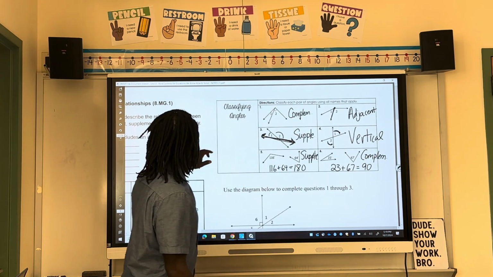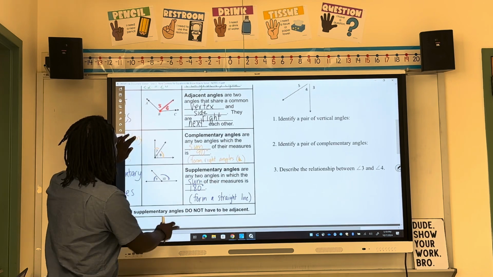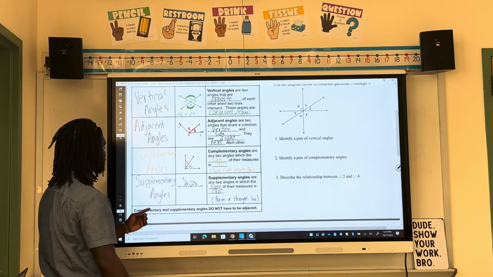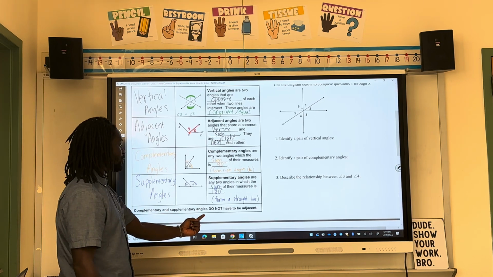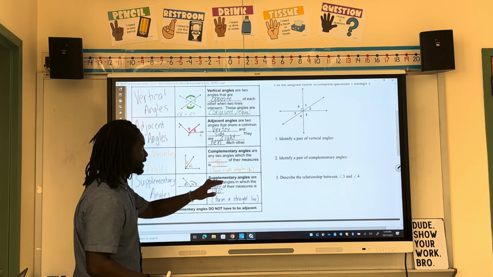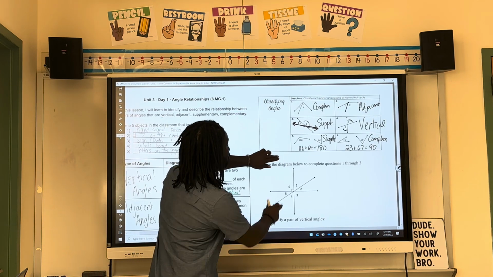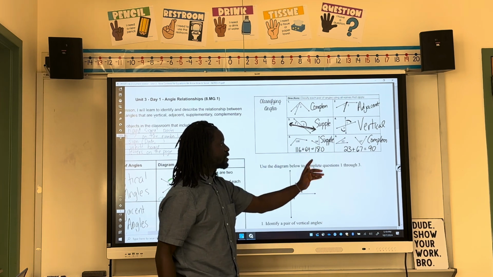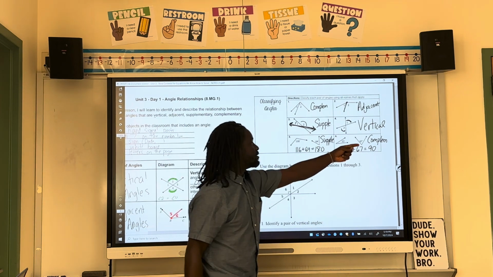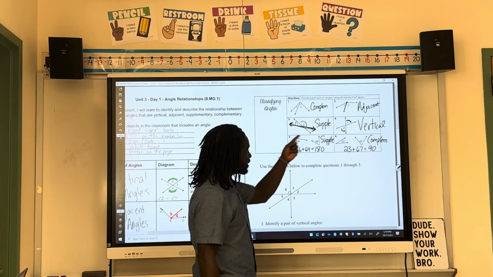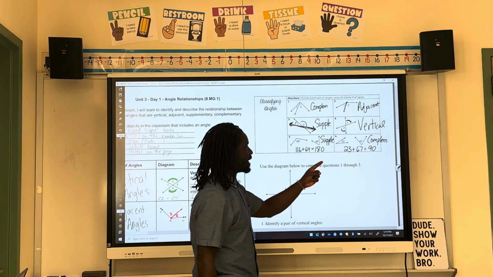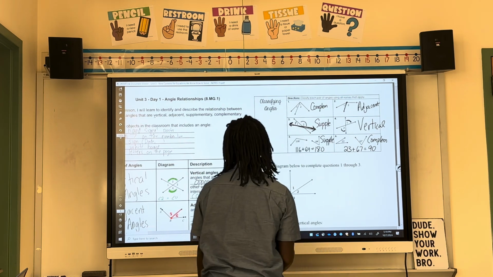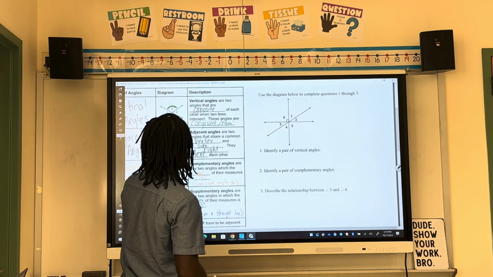I also just realized I forgot to point this note out over here. Complementary and supplementary angles do not have to be adjacent. That is really what we just saw. These two angles are not touching each other, but they're still supplementary and complementary, because supplementary angles add up to 180 and complementary angles add up to 90.